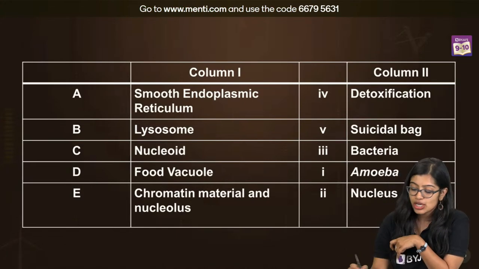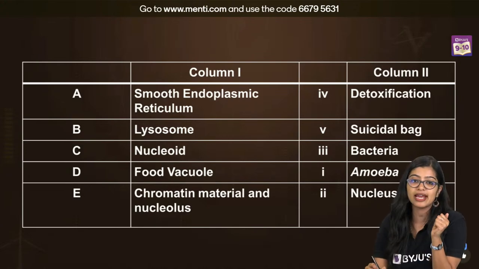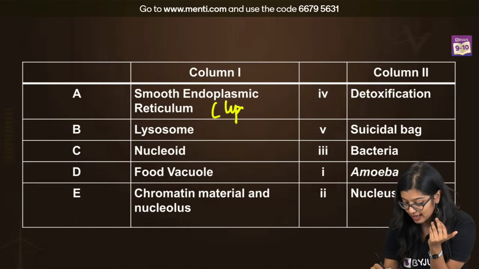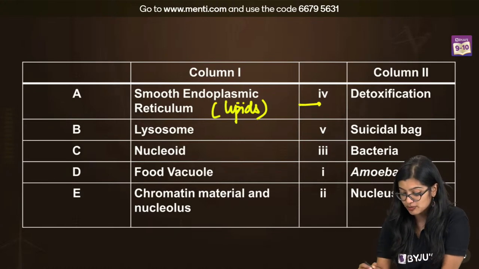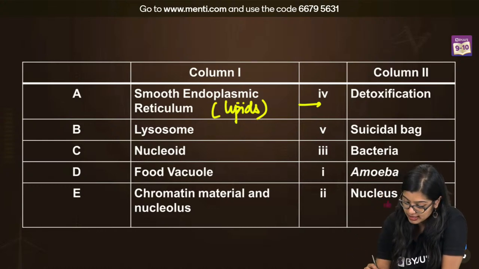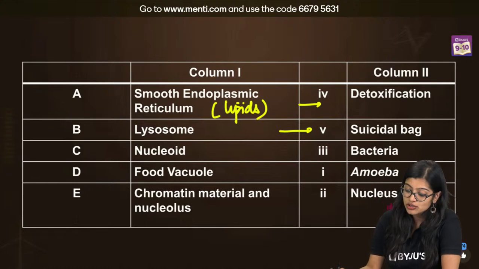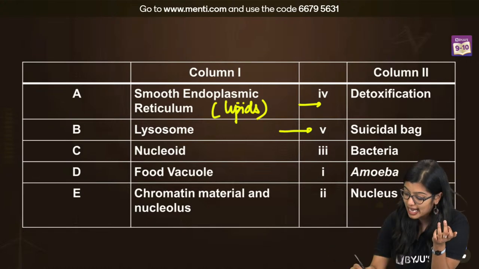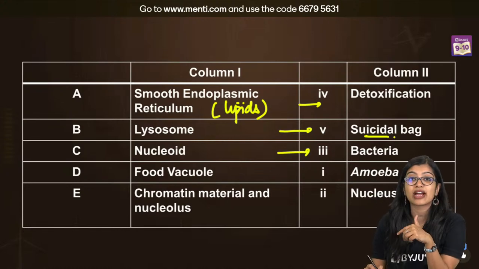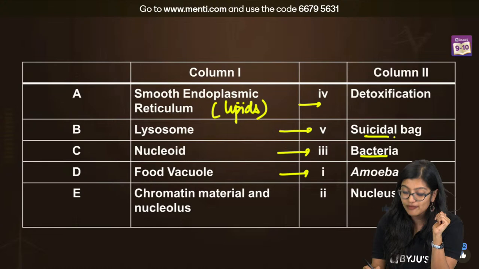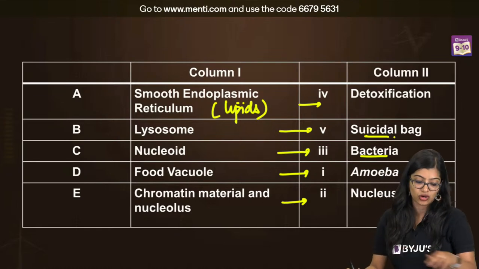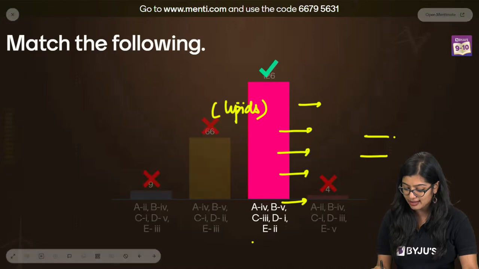Now see, what are the matches? You have smooth endoplasmic reticulum or the SER, right? Now the primary function of SER is to mainly help in the production of lipids, right? But we know that in certain vertebrates, it also helps with detoxification. Now, of course, you have lysosomes, and we know that lysosomes act as the suicide bag. Because it has the hydrolytic enzymes, it acts as the suicide bag. Then you have nucleoid region. Nucleoid region is something we find in prokaryotes like bacteria. And we have food vacuole, which is in amoeba, chromatin material, and nucleolus, which is found in the nucleus of a eukaryotic cell.